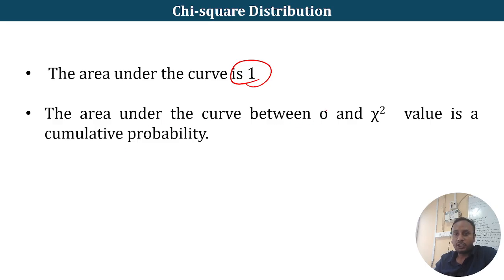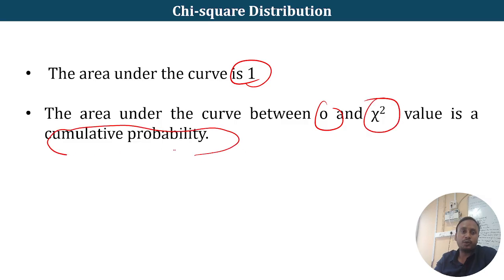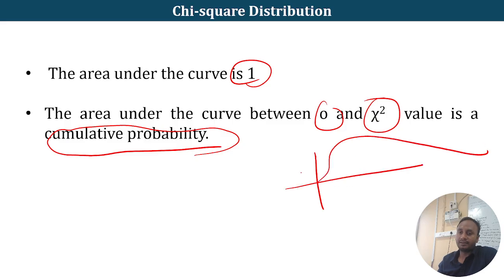The area under the curve between 0 and the chi-square value is a cumulative property, and it should always be on the positive side, like this. It will not go to the negative side, because it shows the overall cumulative properties.